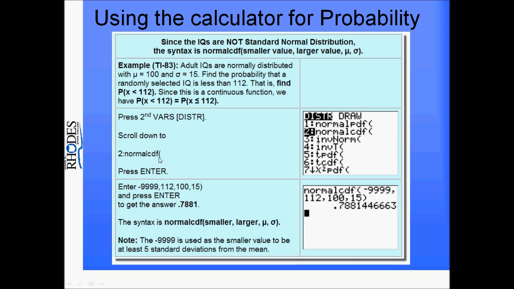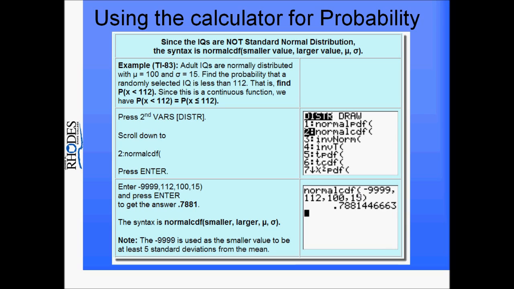So what you do is you go into your second vars on your calculator, go to the normal CDF, and hit enter. What will come up is normal CDF with the parenthesis. Remember the calculator thinks from left to right. In terms of the distribution, less than 112, your left bound, or left start point, is your first number. The first number is negative infinity because it's less than, so you type in negative 1E99, or in their case they typed in minus 9,999.